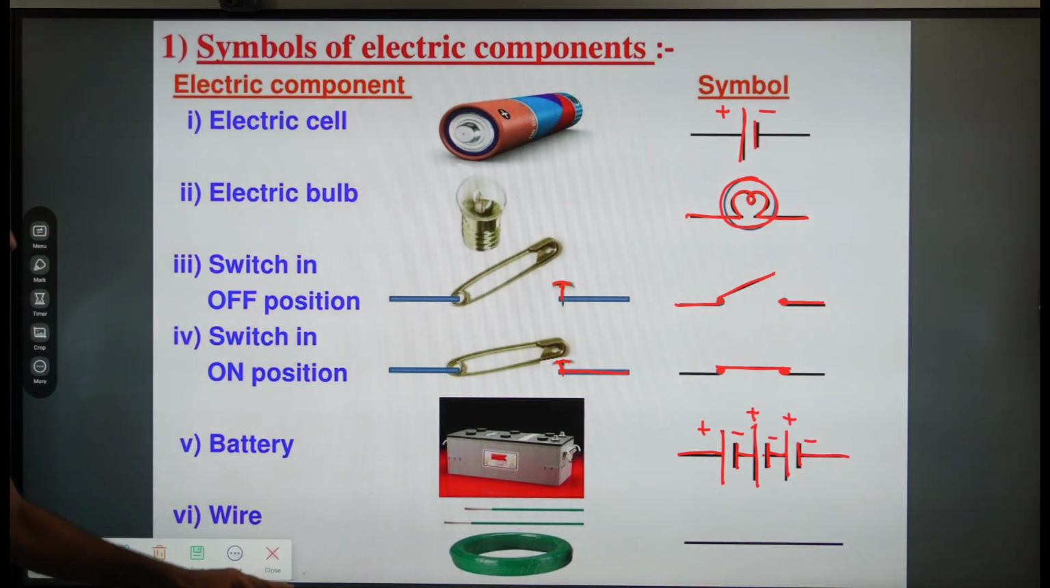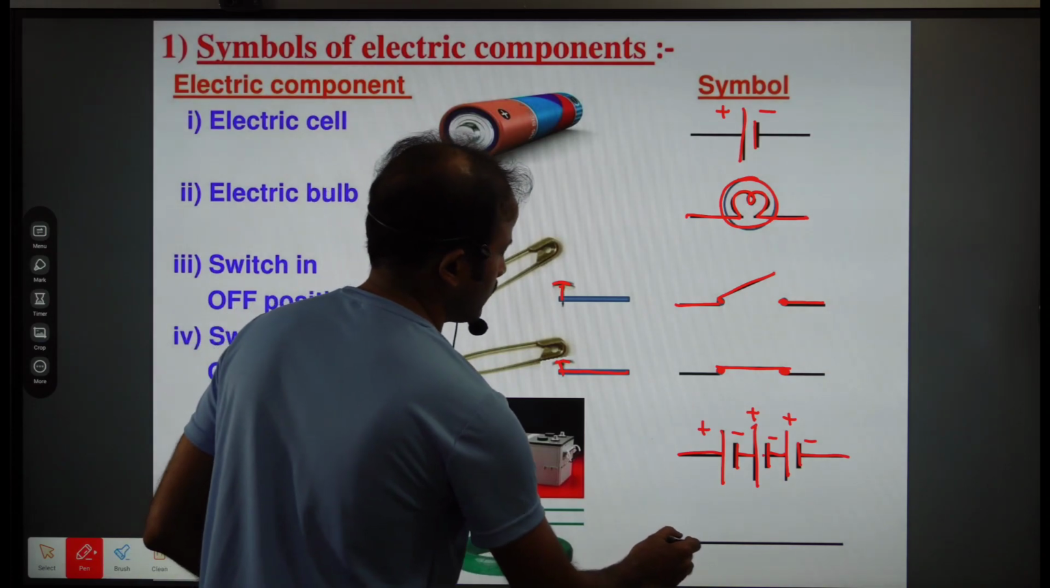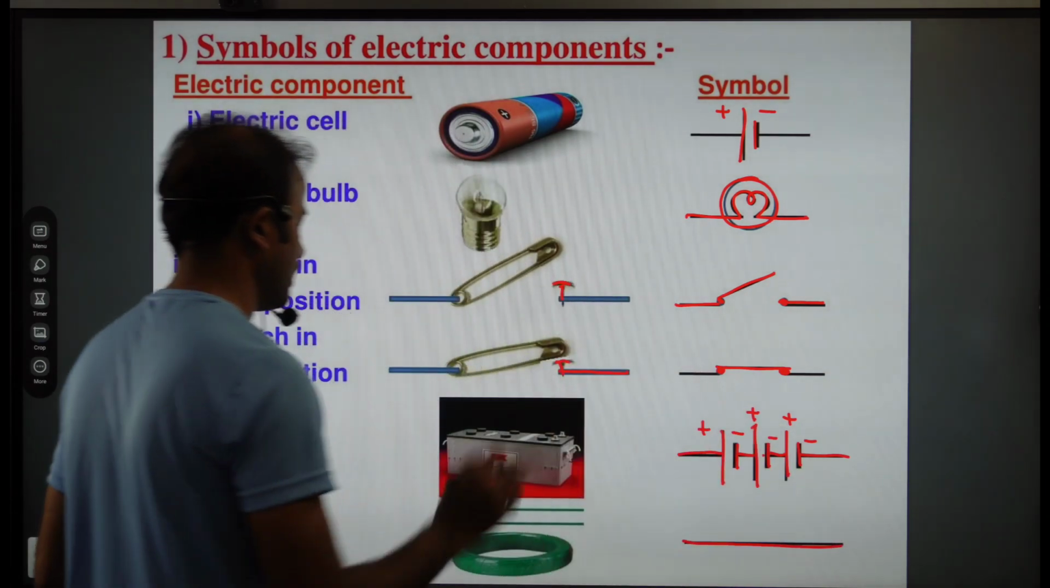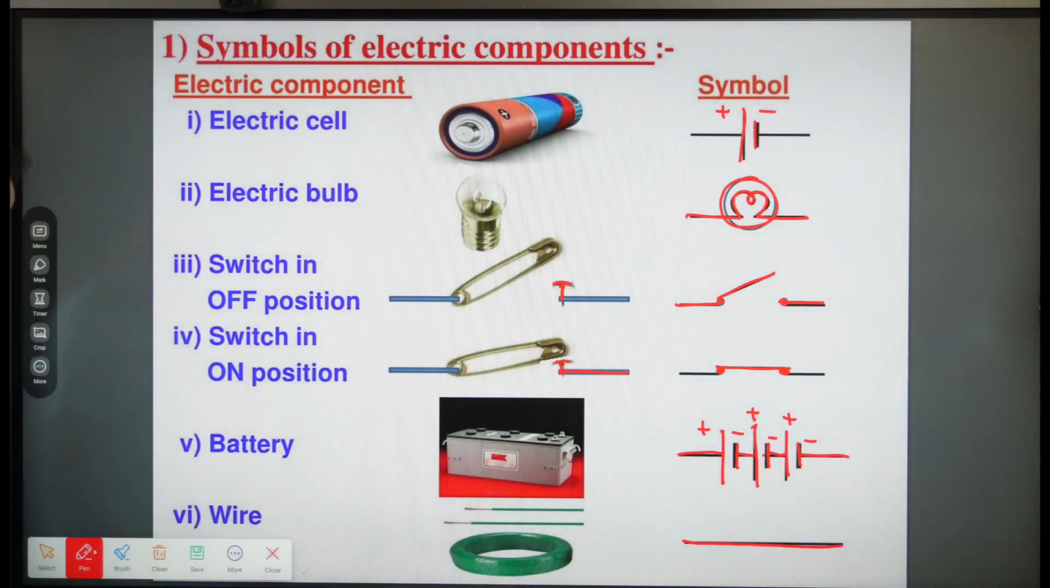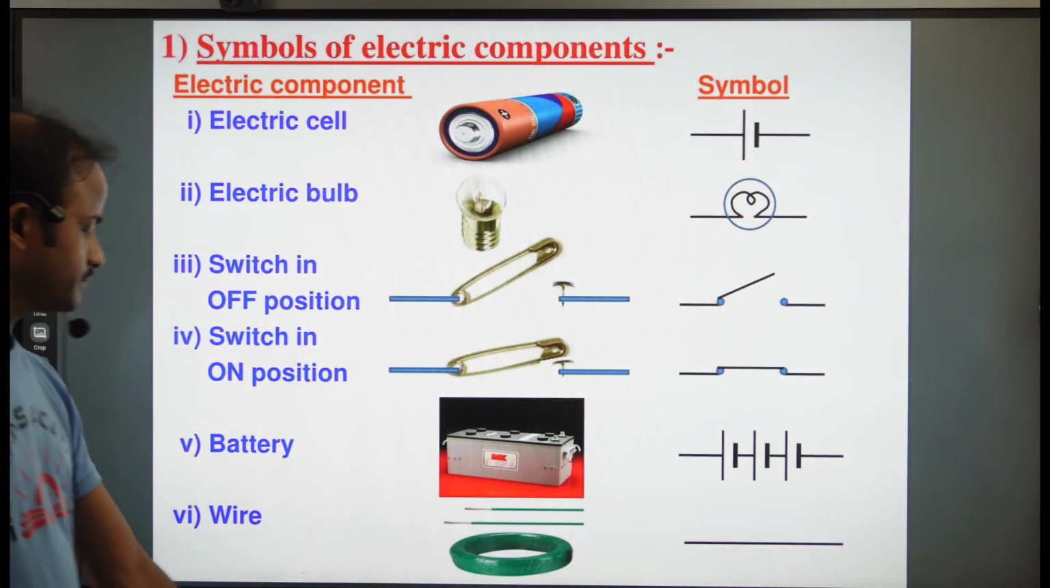And also we have the wire. How do you represent the wire? We can represent the wire with a line. Okay, so now let us move on to the next one.